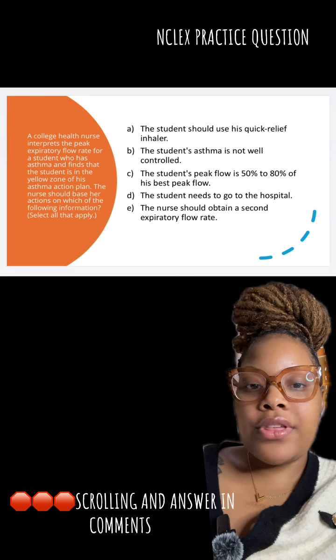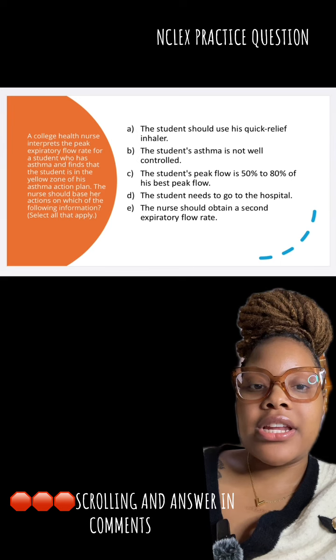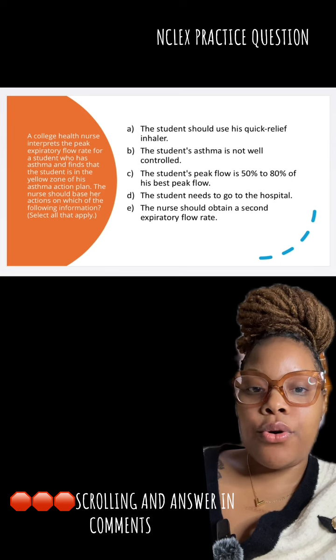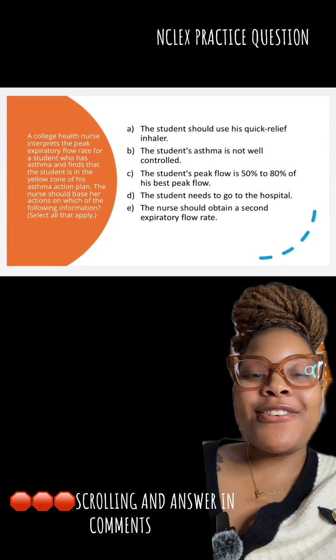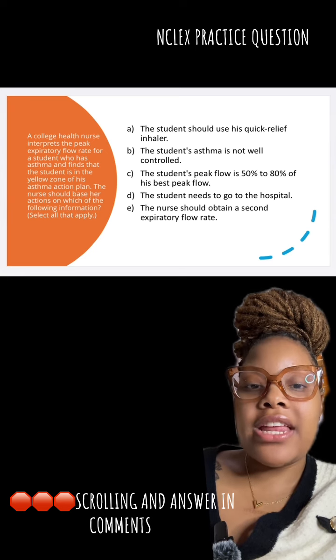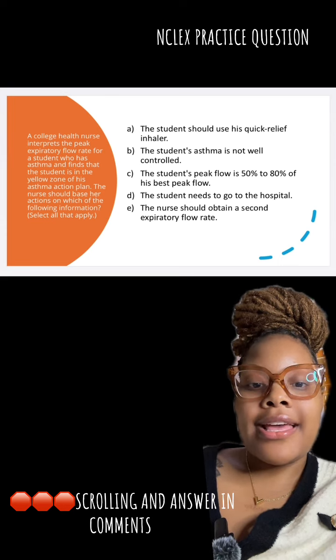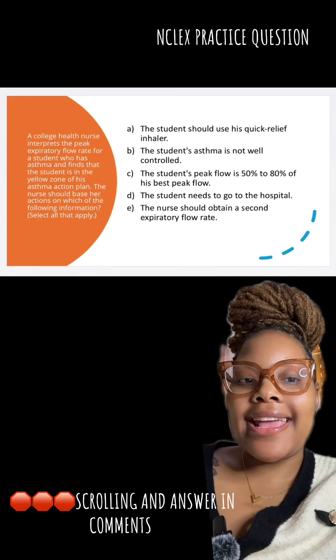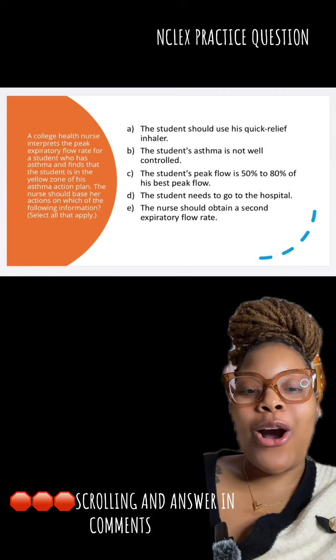Okay. So the last one is going to be E. It says that the nurse should obtain a second expiratory flow rate. Is that true or false? That is correct. So after the patient has used the quick relief inhaler, the nurse should obtain a second flow rate. So if you chose A, B, C, and E, then you are correct.